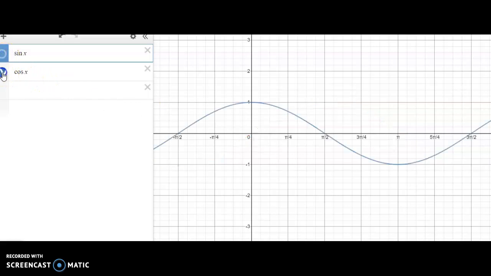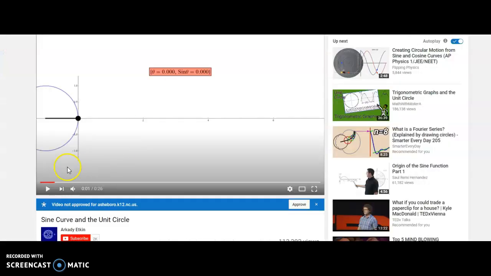Now, if I erase the sine function and put the cosine function in, it starts at 1, and then it goes down to 0 and then -1. Again, if we were to use the unit circle, we would be able to see where the graph comes from. I have this little video right here. Notice that this is going to be the unit circle right here, and let's play it.